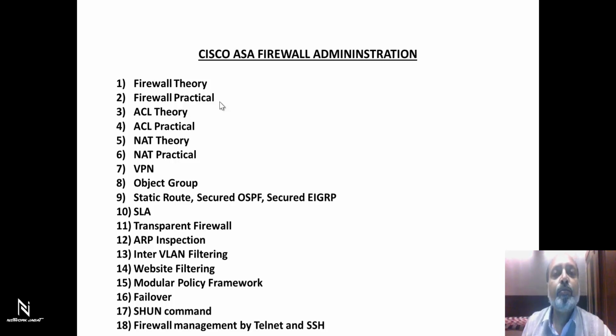Then the shun command. This is also a very interesting command that we will be doing for ASA only, because you will not find it in any other firewall solutions. And finally, firewall management by telnet and SSH.